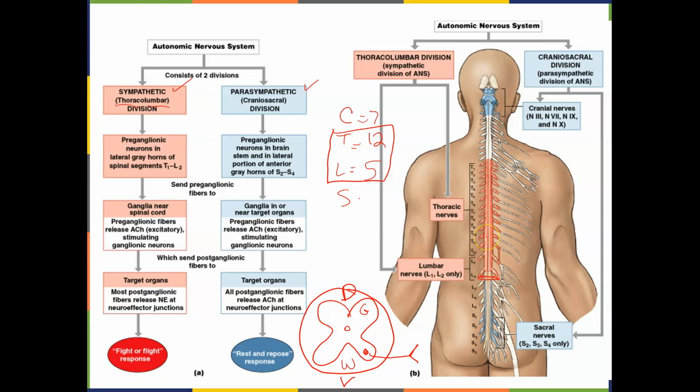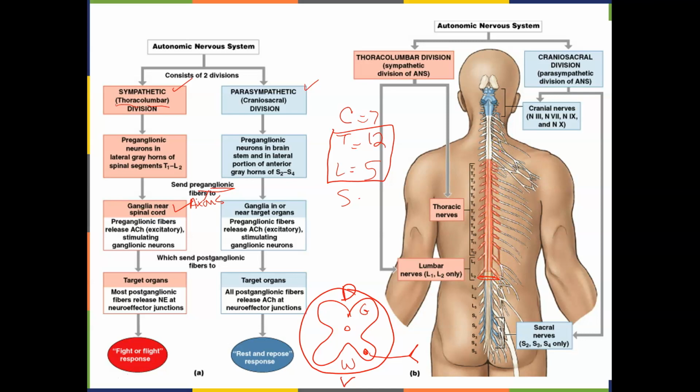The primary preganglionic fibers are going to synapse, or talk to other neurons, in collections called ganglia. So you have the preganglionic neurons in the lateral gray horns between T1 and L2 that send preganglionic fibers, or axons, to ganglia near the spinal cord. Adjacent to the spinal cord are all these little bumps, and those are called spinal ganglia.